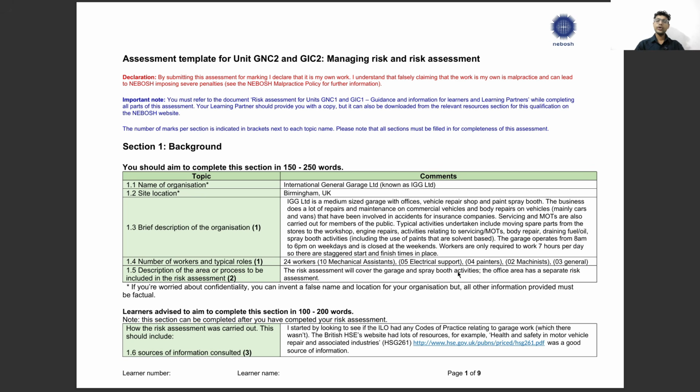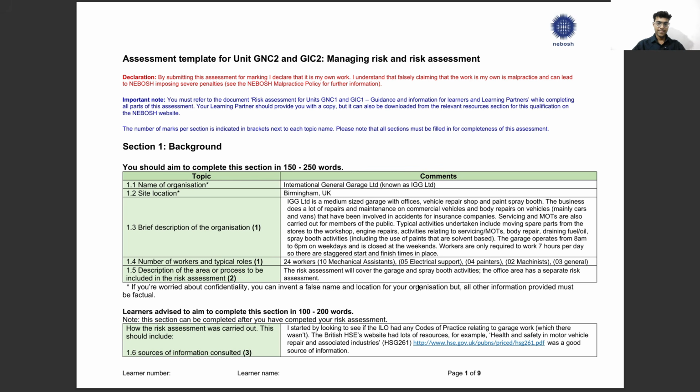See, 1.3 was, now you will feel 1.3 and 1.5 are a little similar, because 1.3 is brief description of the organization, and 1.5 is description of the area or process to be included in the risk assessment. See, 1.3 is about the company, the description of the company. But 1.5 is about where exactly you are doing this risk assessment. So understand the difference between 1.3 and 1.5. Okay, so 1.5 is area, task, machine, tools, and all this to be included in the risk assessment.